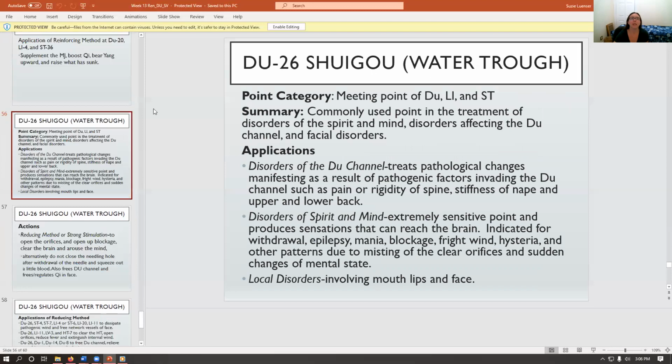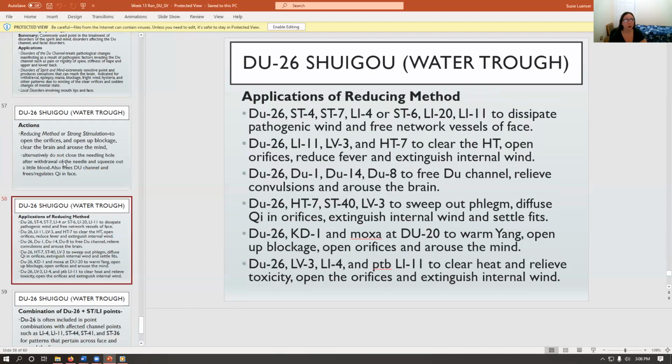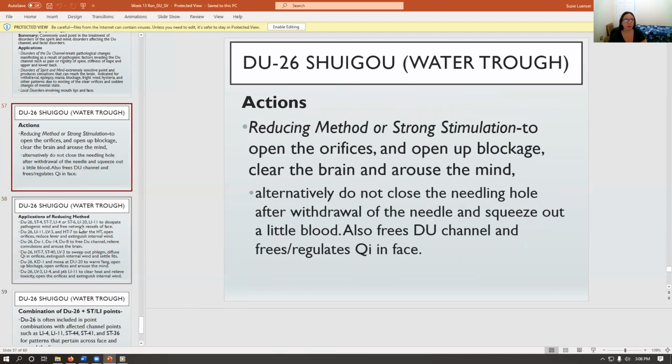And then last dew point, do 26. Meeting point of dew, large intestine, and stomach. We're on the face here. Commonly used in the treatment of disorders of spirit and mind, disorders affecting the dew channel, and facial disorders. So local disorders, particularly involving the mouth and lips. Really for myself, more often than not, I am using this point for local face stuff.